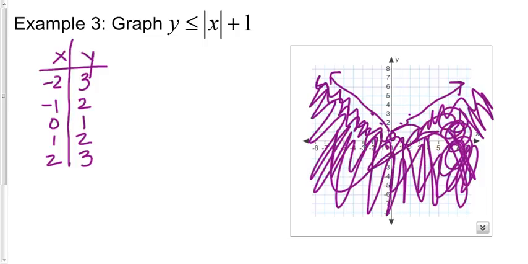Again, if you wanted to test a point, test an easy point that's in the solution region. Well, (0, 0) happens to be in the solution region. Let's see if it works. 0 is less than or equal to the absolute value of 0 plus 1. Well, 0 is less than or equal to 0 plus 1, which is 1. And yes, that's true. And so we've checked to make sure that we've got the correct solution region on our graph.